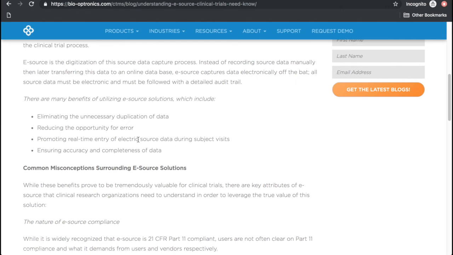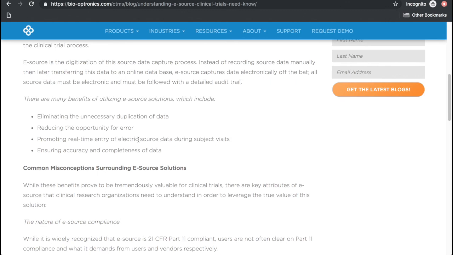And then the last bullet point they talk about is the completeness of the data. We see this all the time where, as I mentioned earlier, coordinators or nurse coordinators forget to collect certain data points. And so that results in a deviation usually, unless it's a super, super minor one. But that results in a deviation. So that's important to keep in mind too.